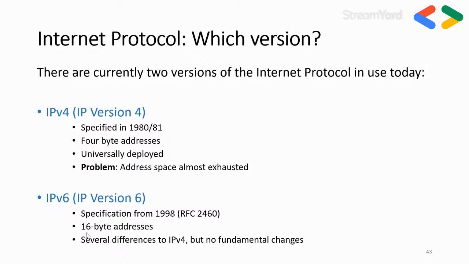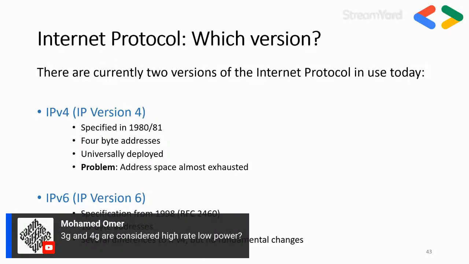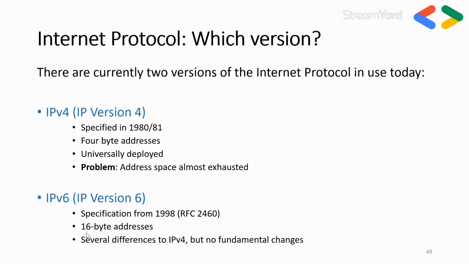Okay, so Muhammad has a question: are 3G and 4G considered high rate and low power? No, those are high rate, high power. So those are a big no for IoT, right?